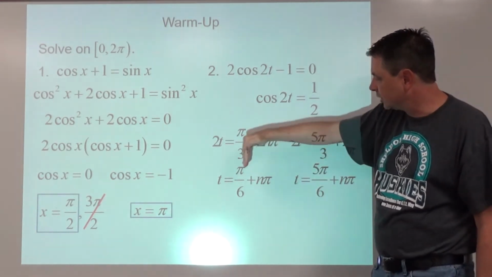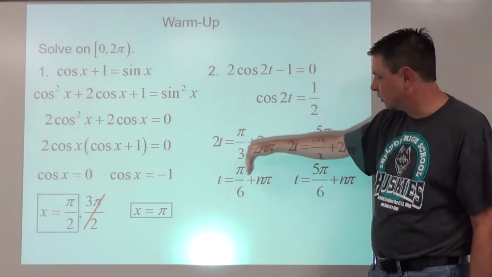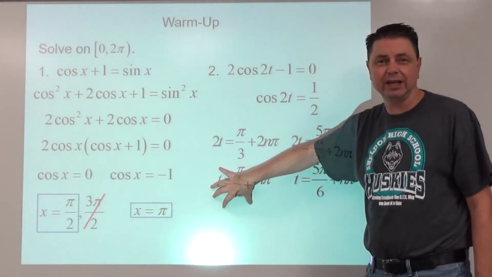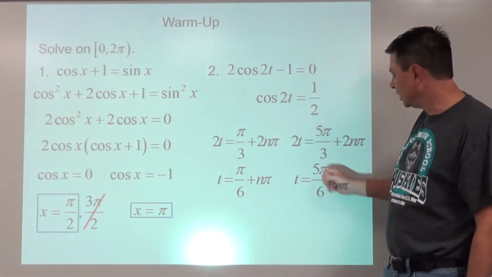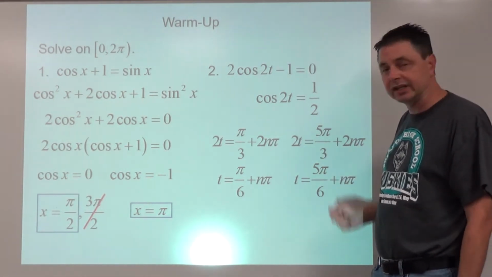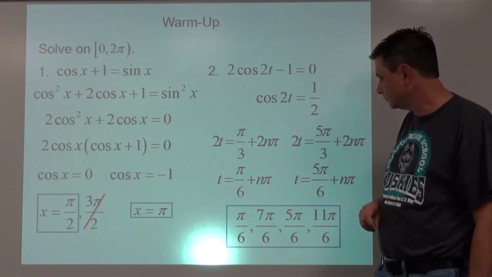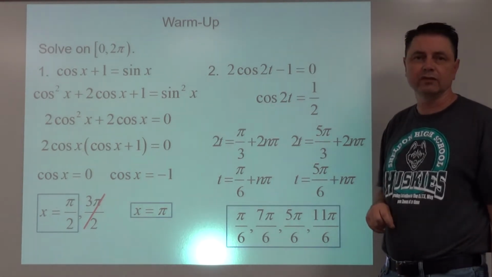All right, plug in a 0. We've got pi over 6. Plug in a 1. We've got 7 pi over 6. If we plug in a 2, we're too big. Plug in a 1. Plug in a 0. 5 pi over 6. Plug in a 1. 11 pi over 6. And those are our solutions there for number 2.